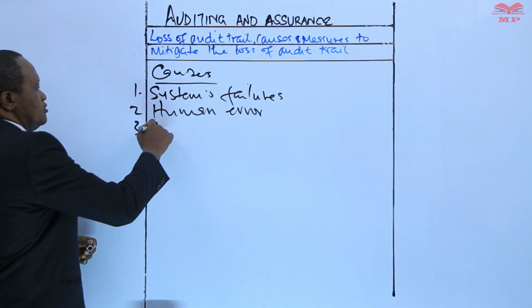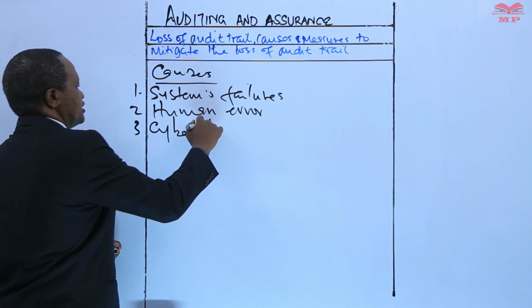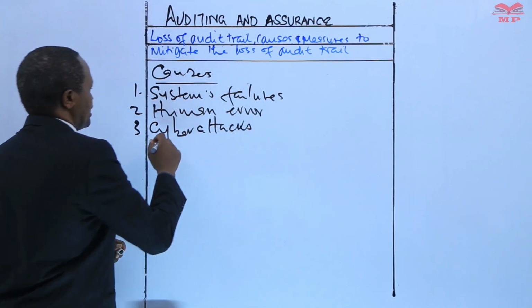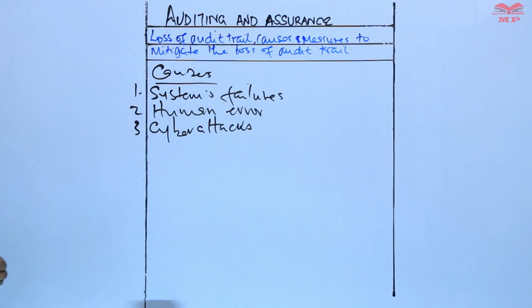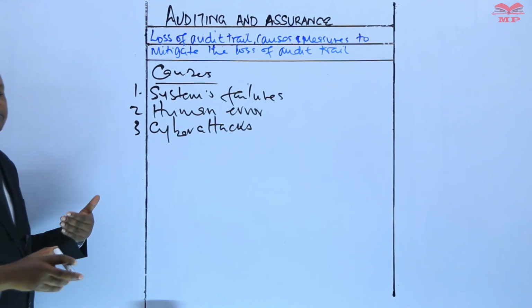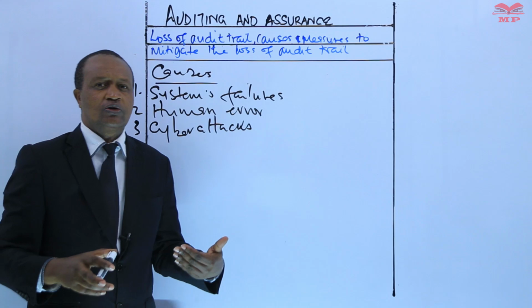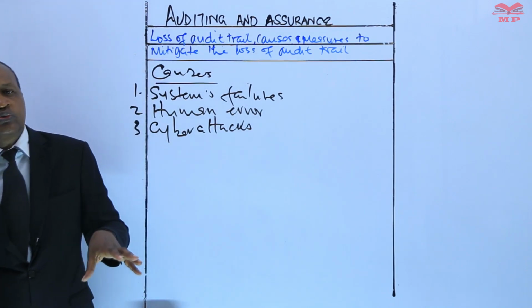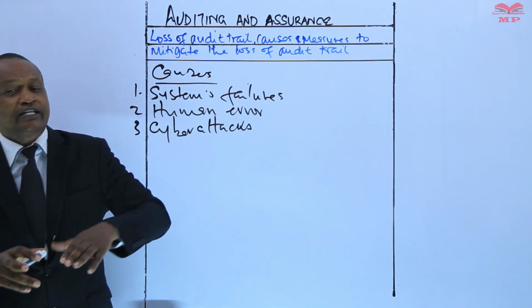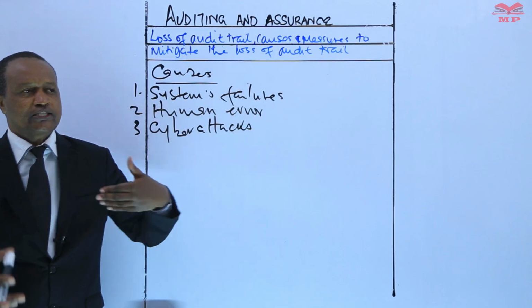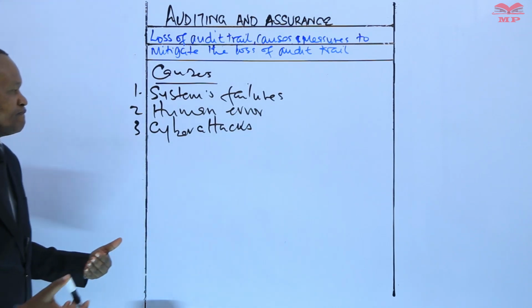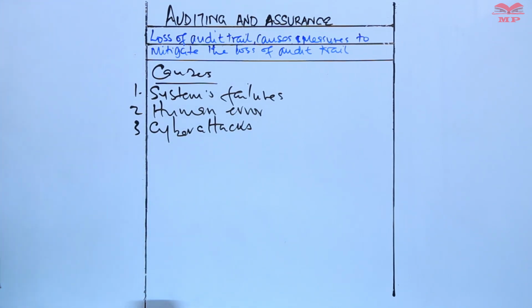Number 3, cyber attacks. These are malicious actors that may intentionally delete or manipulate audit logs, maybe to cover their tracks during a cyber attack.